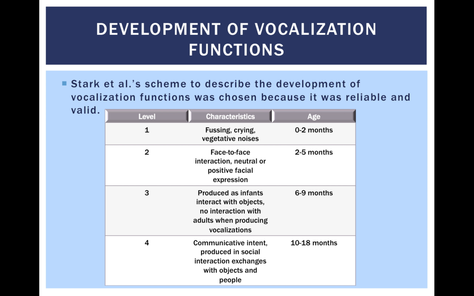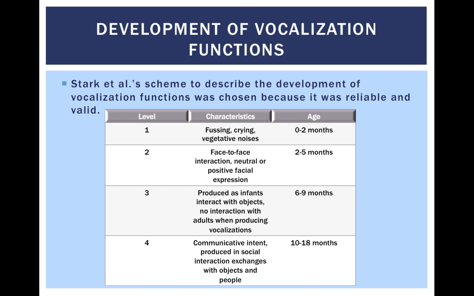Stark and others' scheme to describe the development of vocalization functions was chosen because it was reliable and valid. Level 1 is from age 0 to 2 months. It includes fussing, crying, and vegetative noises. Level 2 is from 2 to 5 months. It includes face-to-face interaction, neutral or positive facial expressions.